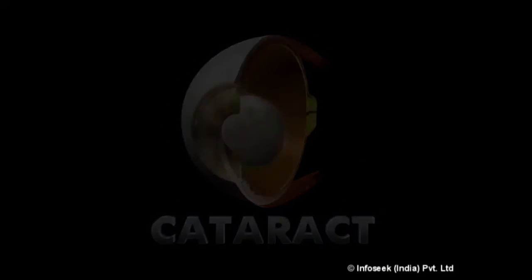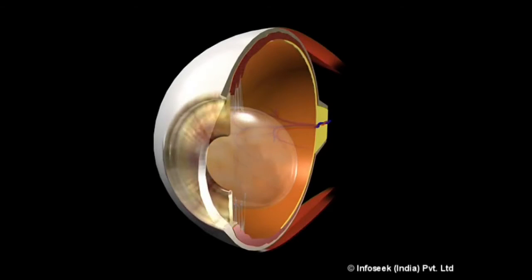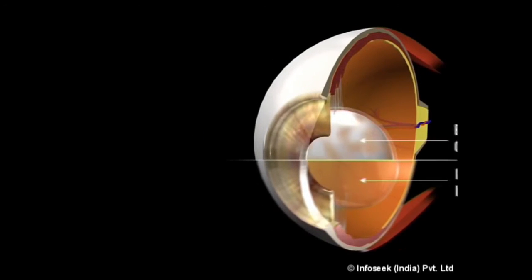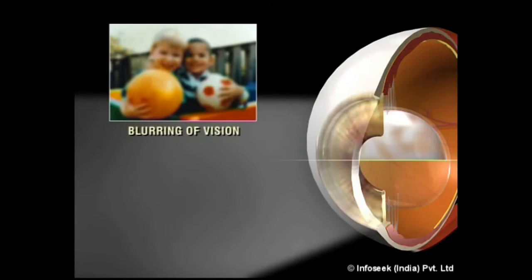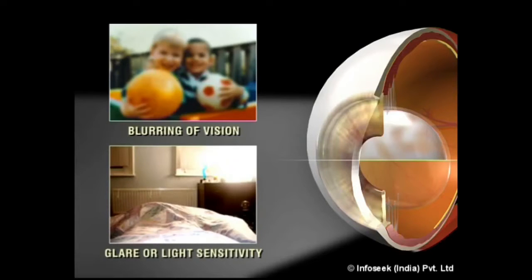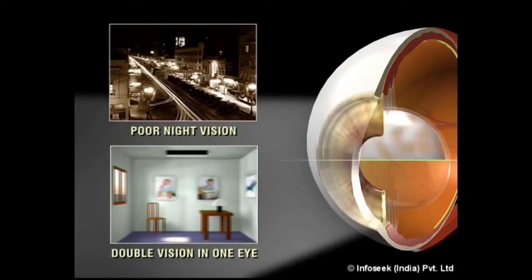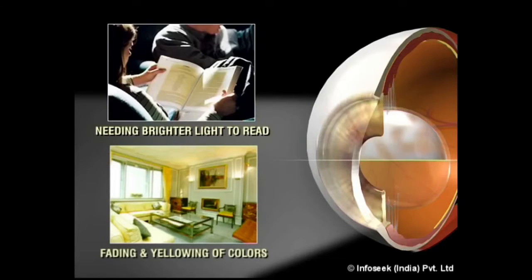Cataract. A cataract is a clouding of the normally clear lens of the eye. As light cannot be correctly focused on the retina, it causes blurred images to be formed. This leads to symptoms like blurring of vision, glare or light sensitivity, poor night vision, double vision in one eye, needing brighter light to read, fading or yellowing of colors.